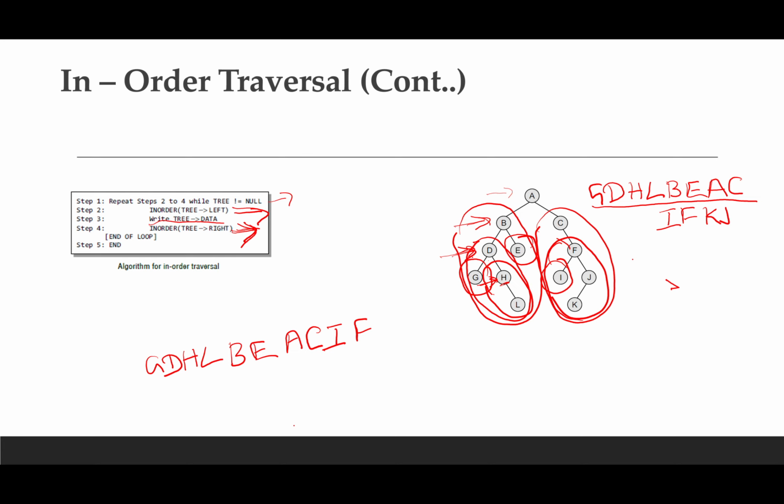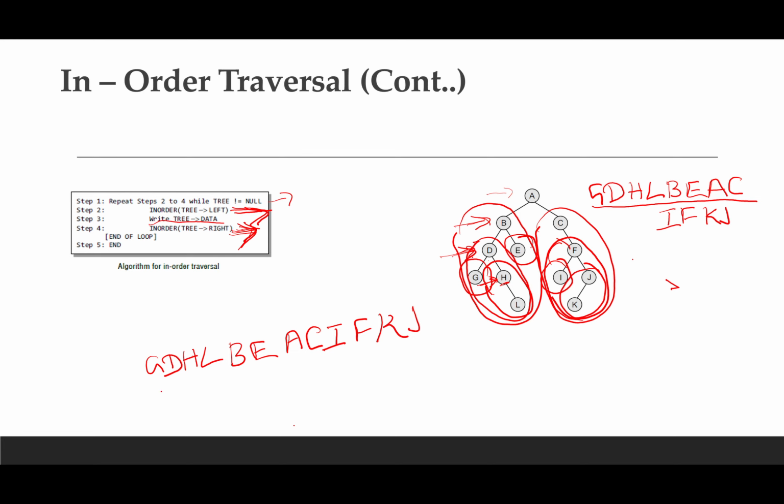Then we are calling the function inorder(tree->right). Okay, tree->right means it is J and K. So it will check the condition is true. So it will call inorder(tree->left). So in the left there is a value, it is K. Then it will write K. Then again it will call the function. We have to write tree->data, that is J, and it will call inorder(tree->right). There is no tree.